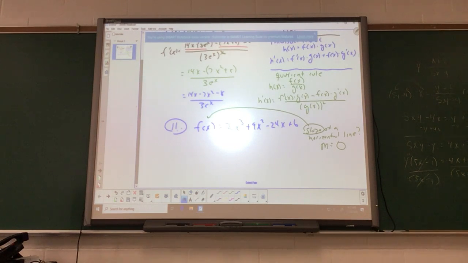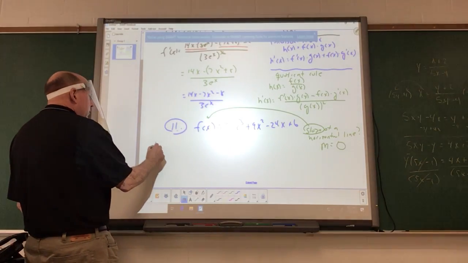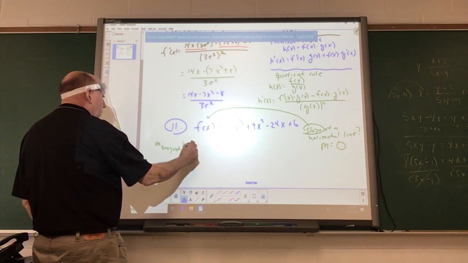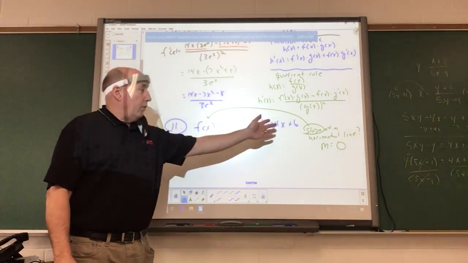Not plug it in yet. I want to find the slope of a tangent line. Problem number 9, how'd you find the slope of the tangent line? Problem number 10, how'd you find the slope of the tangent line? What'd you have to do? Take the derivative. We take the derivative because the derivative will give us the slope of a tangent line. So let's take our function and take the derivative of it.